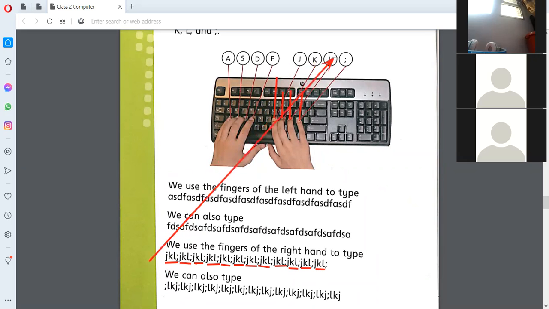So first we have to type the semicolon with the little finger. Then we have to type L with the ring finger. Then we have to type K with the middle finger. Then you have to type J with the index finger.